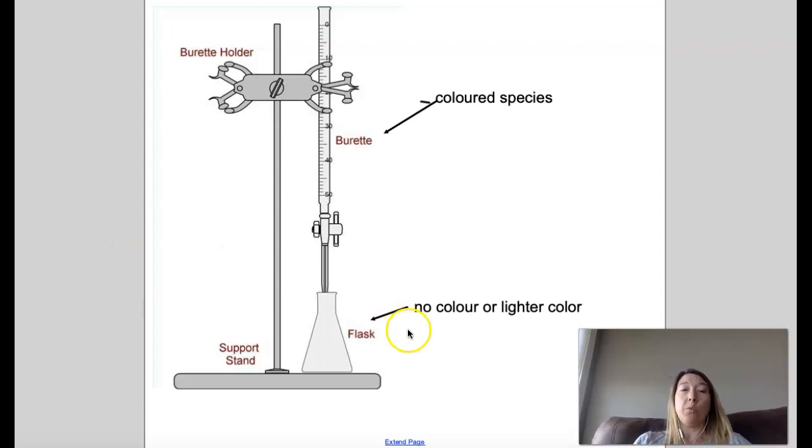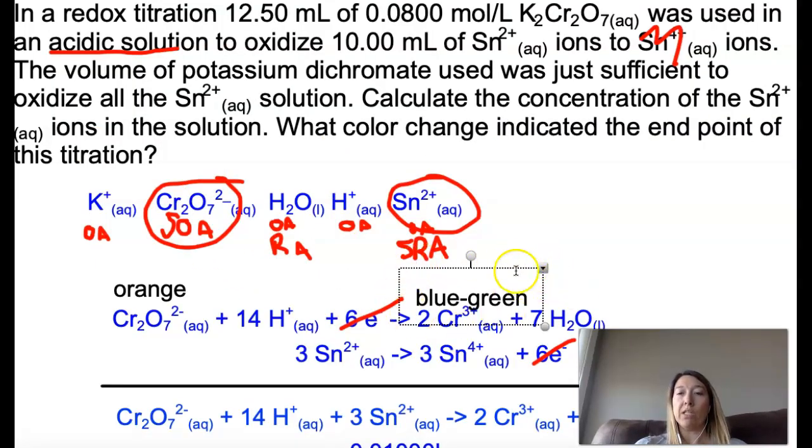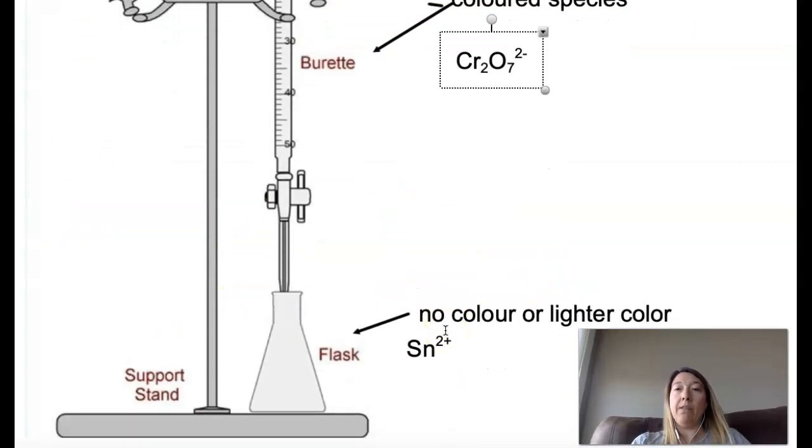So how this would work in the particular example we are talking about: we have a tin 2 solution and we have a dichromate solution. We would be placing the tin 2 solution down into the flask, because then my flask starts colorless. And I would be placing the dichromate solution up into the burette so that my burette is starting orange. Then as I start to add the dichromate and we start to produce products, we said the products had a blue-green color. So as soon as I added some of this dichromate, the color in here would go from colorless to blue-green.